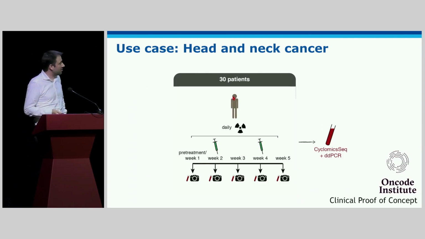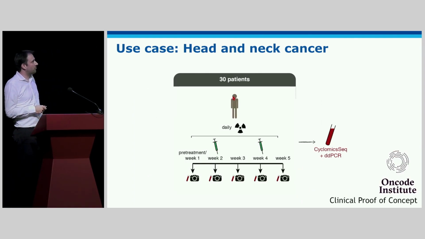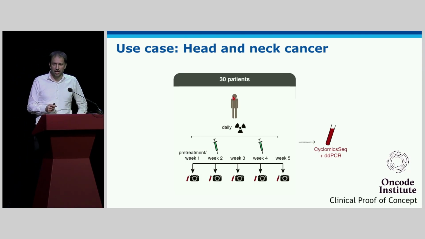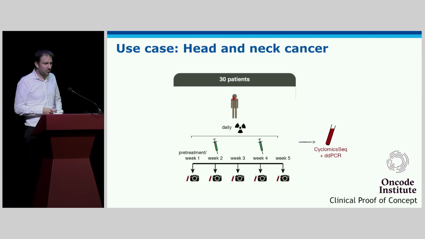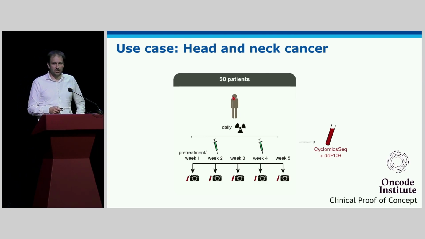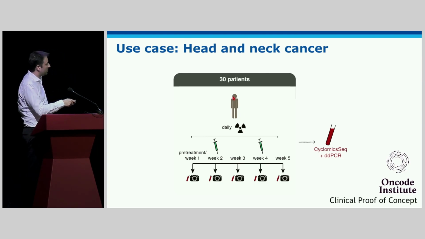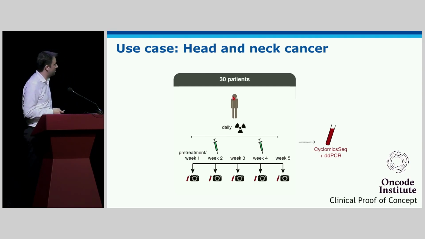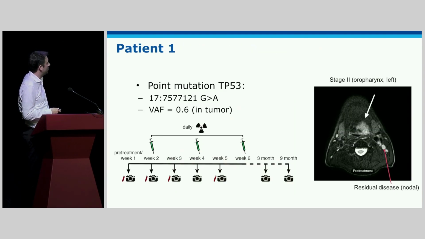So that's why we set up this clinical proof of concept study funded by the Oncode Institute, where we aim to include patients that are undergoing daily doses of radiation, some intermittent doses of chemotherapy, and weekly blood draws combined with MRI images. And then these blood draws are subjected to the Cyclonic that you see over here, and a ddPCR assay, which is the standard of care to spot mutations at these low variant allele frequencies.